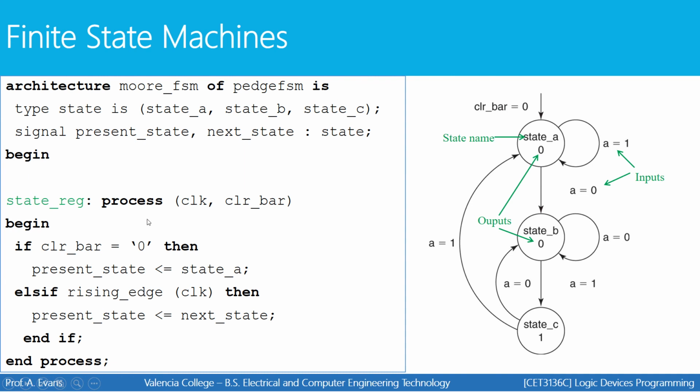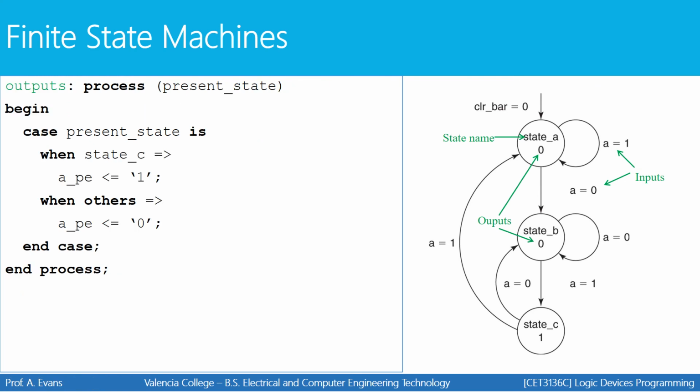Now, if you look at the state register, we have a process statement that controls what happens when the clock makes a transition or when clear bar is activated. If clear bar is low, then we set the present state to be state A. Again, that matches our diagram. And if we have a rising clock edge, then the present state becomes the next state. So there's our process statement for the state register.